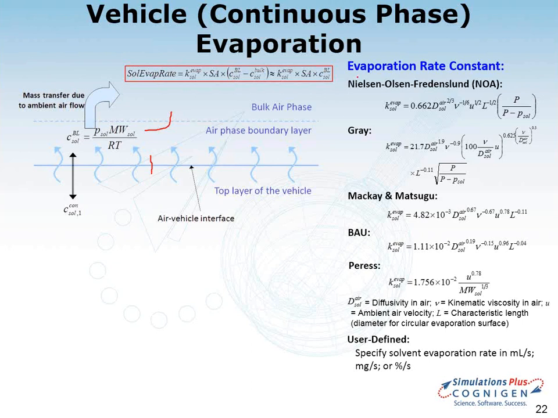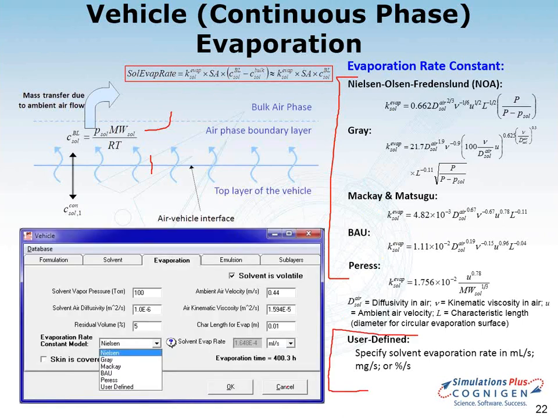And here we've included a number of built-in models for possible prediction of the evaporation rate of the vehicle. And you also have an option to define it as your own user-specified selection. So again, on the evaporation tab, you have an option to select from the predefined models, or if you have done a measurement for the evaporation rate of your solvent, you can simply define it in milligrams per second or percent per second or milliliters per second.